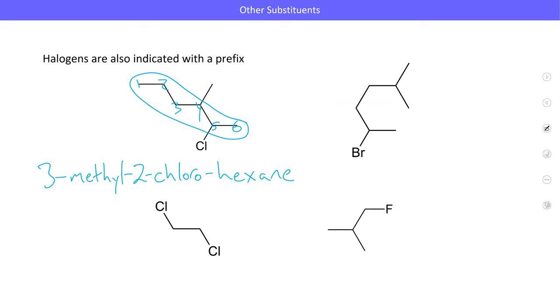All right, so when I counted the hexane, 1, 2, 3, 4, 5, 6, I counted from left to right just out of convenience. But if we're trying to keep these numbers as low as possible, we would actually want to start counting from the other side.